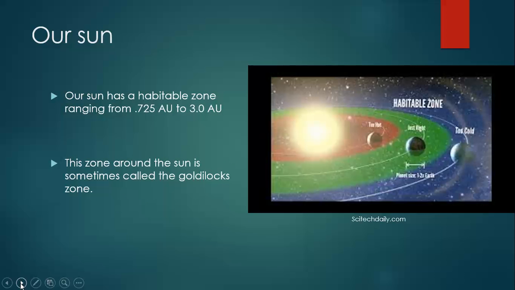The habitable zone around our Sun is estimated to be from 0.725 AU to 3.0 AU, and this zone is usually called the Goldilocks zone. This is important to us because it allows us to develop into the planet we are today.